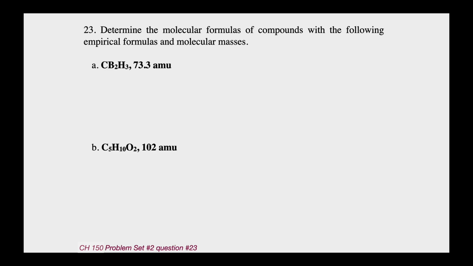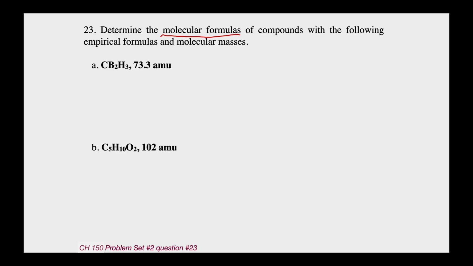Here are some empirical formulas, and the molar mass, or the molecular mass technically, is given as well. We're going to use those two pieces of information to find the molecular formula, what this molecule, quote unquote, looks like in space. So let's look at the first one, CB2H3.